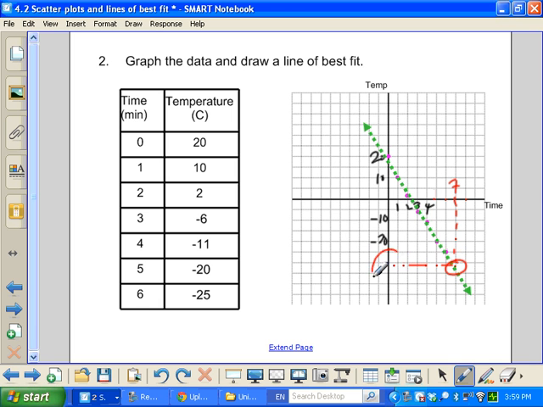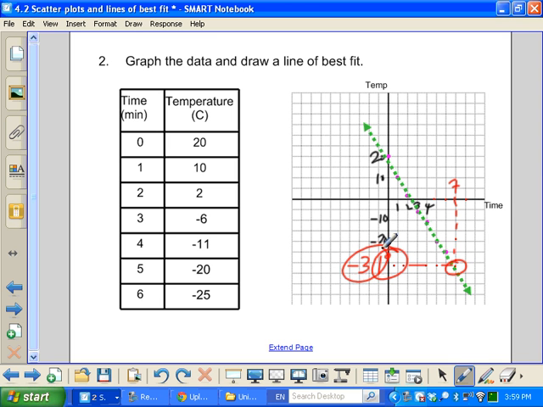My line of best fit is suggesting that around 7 minutes I have something close to negative 31 degrees, give or take. That's an estimation. Eventually we'll come up with an equation for this, but for now, negative 31 degrees would be a good estimation for 7 minutes into this situation. Okay, so there you are. That basically is how you would make a prediction as well.